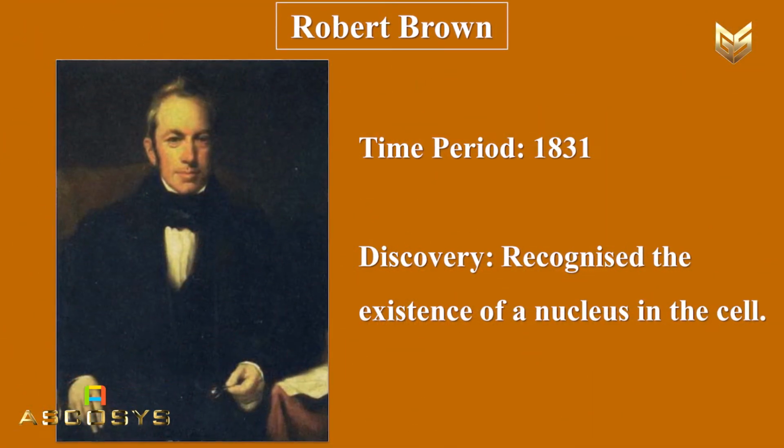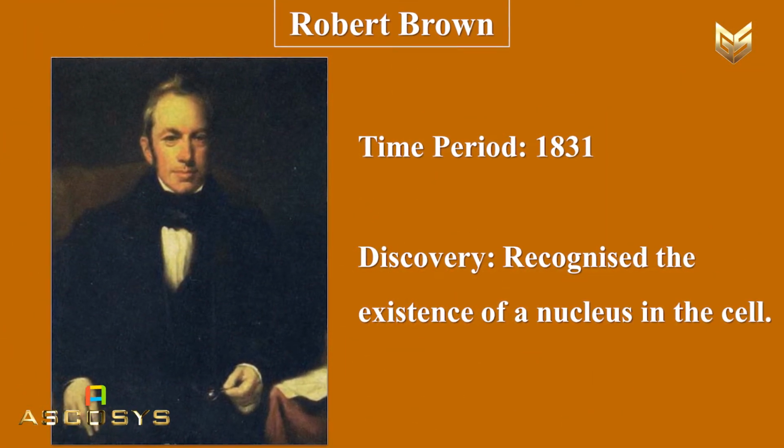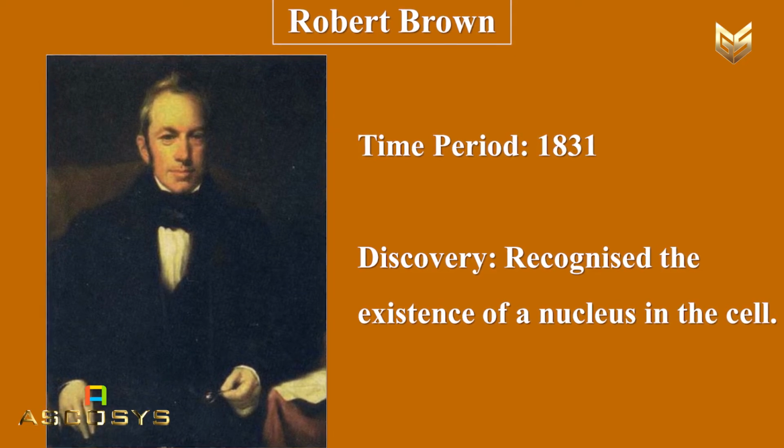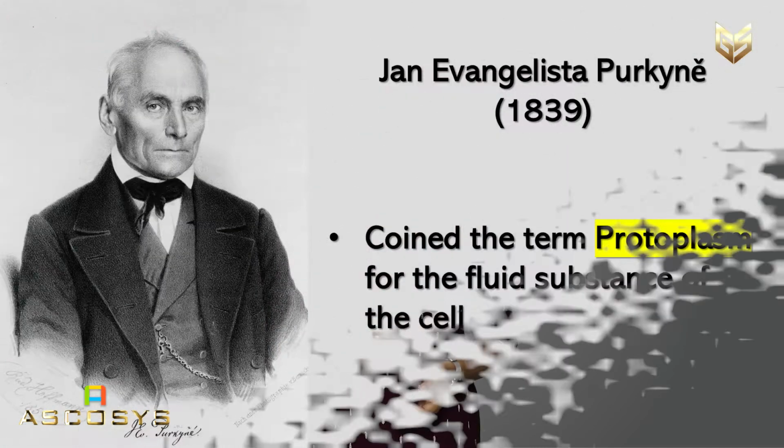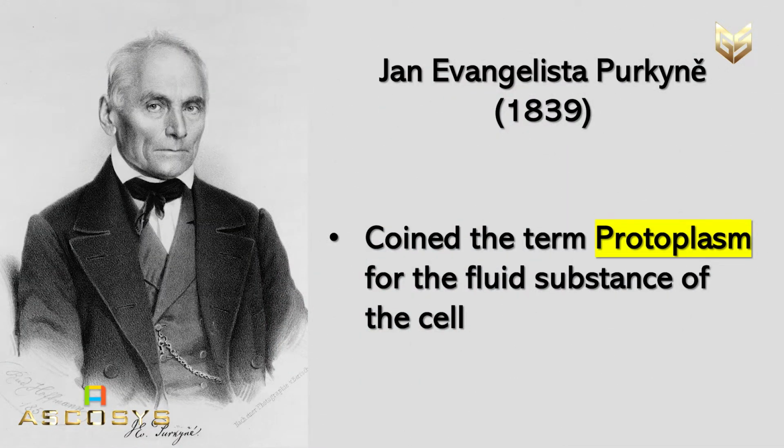Next comes Robert Brown in the year 1831, who discovered the nucleus in the cell. Next is Purkinje. Purkinje in the year 1839 coined the term protoplasm for the fluid substance of the cell.